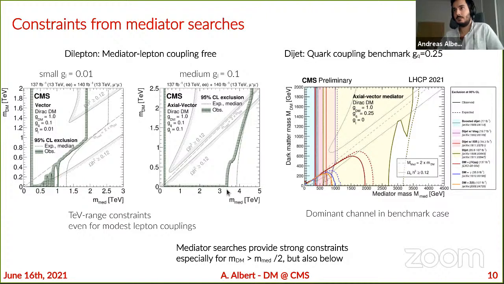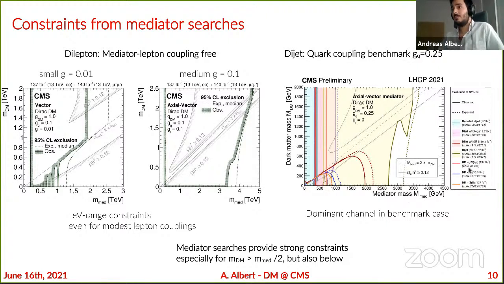also below the diagonal. For dijets on the right-hand side, in the benchmark coupling case that I showed you before, the quark coupling is set to 0.25. And here also we get these yellow areas. So also significant constraints below the diagonal into the TeV range. So these analyses are really powerful in constraining the high mass mediators.